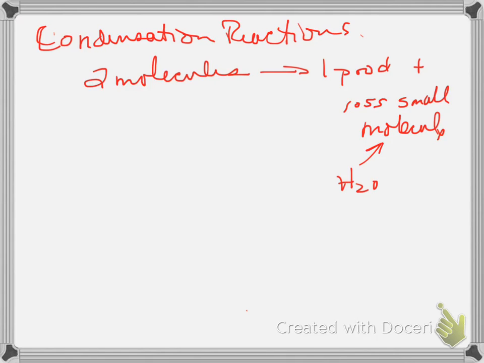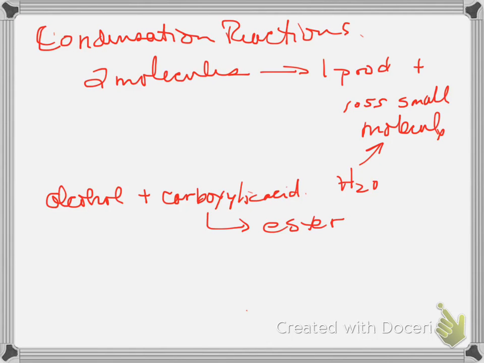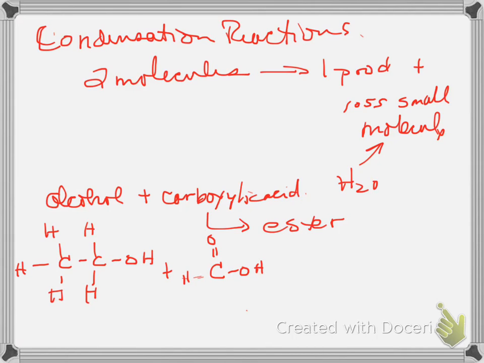Okay. The first type of condensation is when I have an alcohol reacting with a carboxylic acid, and that's going to form an ester. Say for the alcohol, I have ethanol, and I'm going to react that with methanoic acid. The conditions are going to be concentrated H2SO4.